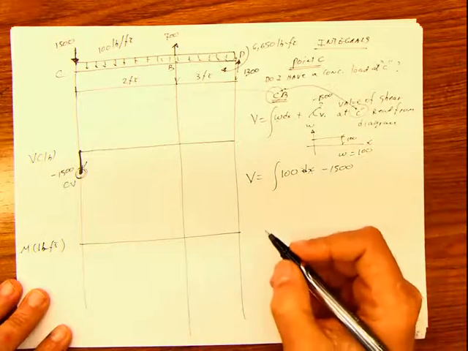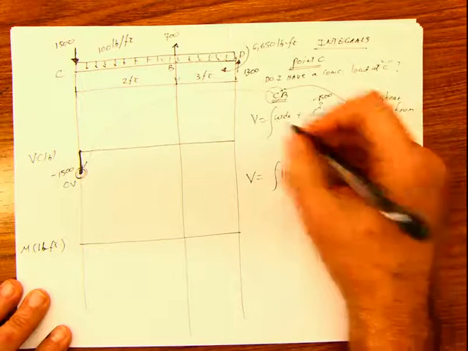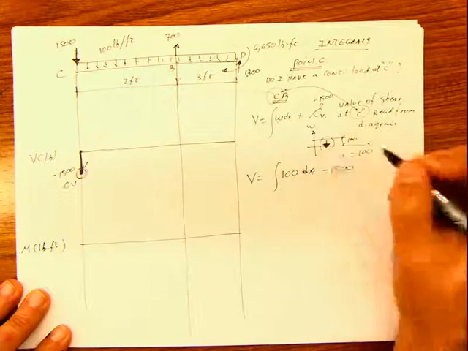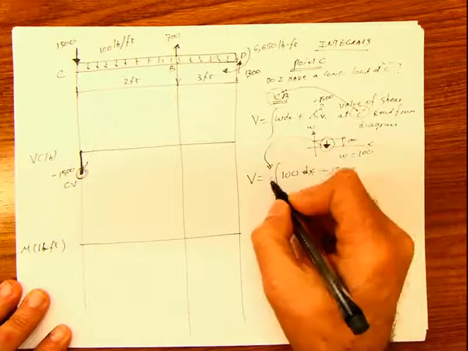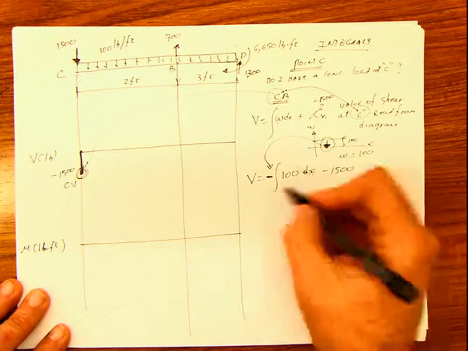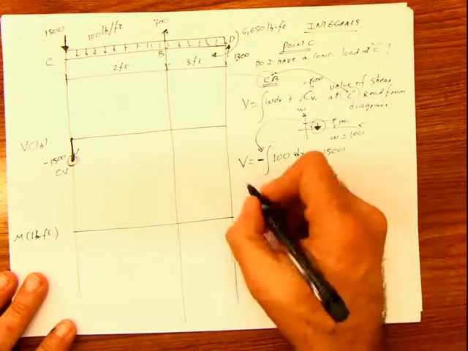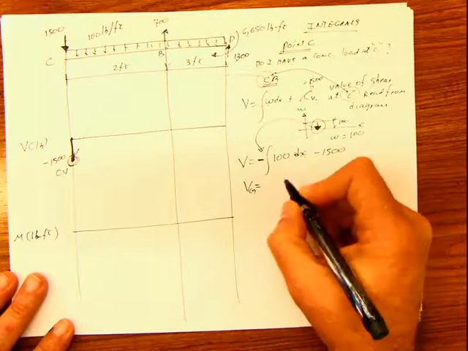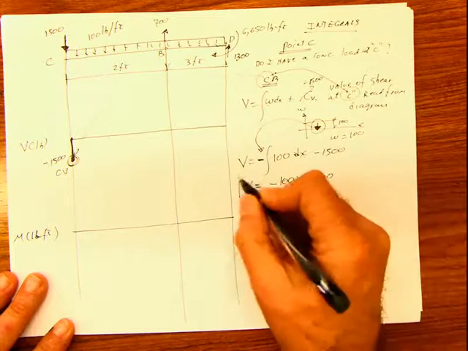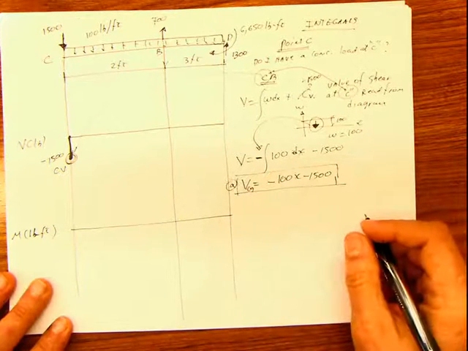Now pay attention, because this is correct, but the loads are coming down. Because these loads are coming down, that implies that this integral has to have this negative sign here, only for the shear and only for the integral part. And that's one of the most common errors. People forget about that. So my shear is going to be negative 100x minus 1500. That's my equation for shear. I'm going to call it A in case I need to call it somewhere again.